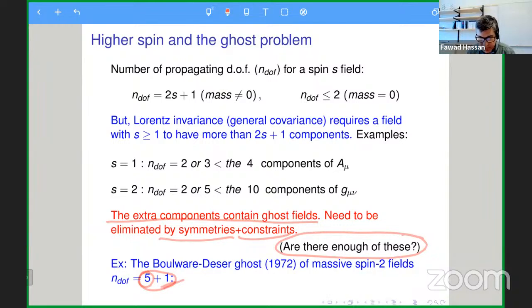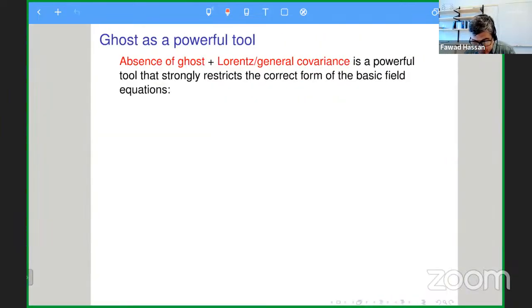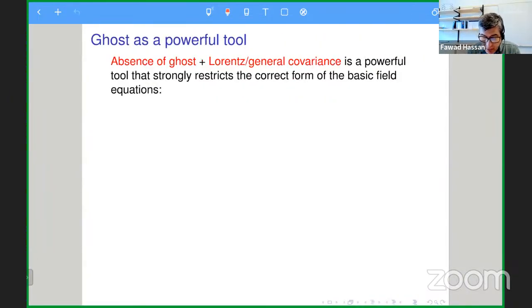So this is the well-known Boulevard-Deser ghost from 1972, basically. Okay. So now, demanding the absence of ghosts is a very, very powerful tool in defining a field theory, especially when you combine it with Lorentz invariance or general covariance. When you combine these two, these conditions are basically enough to determine the basic structure of your field equations.